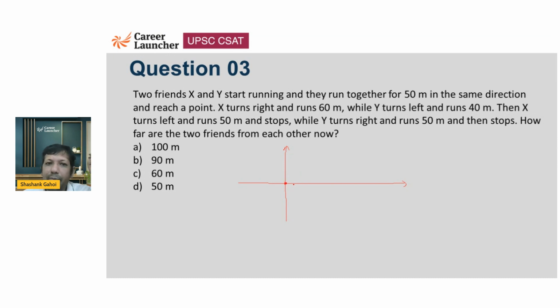They are at a starting point. Both of them are going to run 50 meters, so they are going to reach here. That is 50 meters, and they reach a point X. So basically this point is X. X turns right. Right means below, and that is going to be 60 meters. Y turns left. Left means this direction. How much? 40.